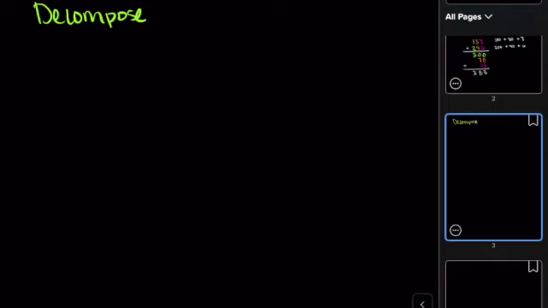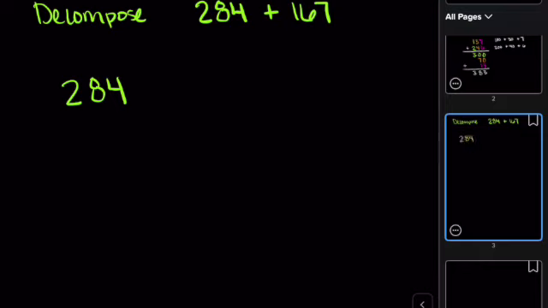For decomposing, we are going to do the problem 284 plus 167. Let's start with 284. I'm going to add to that by decomposing the amount that I need to add, which is 167. What that means is I'm going to break it up into smaller parts. I'm going to start in the ones place just because that feels natural to me. You could start in the hundreds place. It does not matter. You have a lot of autonomy when it comes to using any of these strategies.